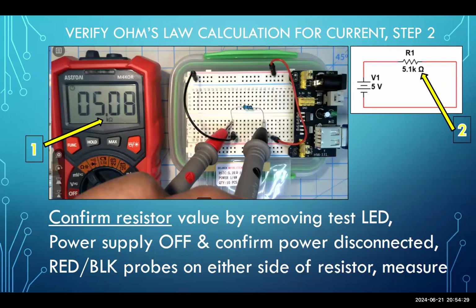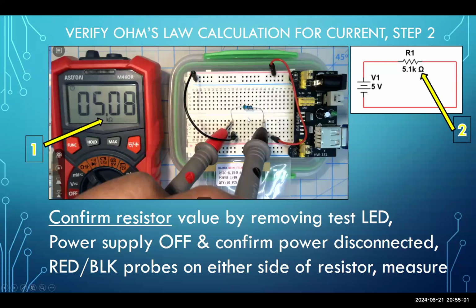Okay. How did we confirm the resistor value before? All right. You want to confirm the resistor value by removing the LED, which you've done. Turn the power supply off, which you can see we've done. Confirm the power is disconnected, which we've done, but I want to review that with you. Red jumper wire, red rail, red jumper wire in row 10, resistors on row 12. There is no connection between 10 and 12 where the LED used to be. So the power is in fact not only off, but disconnected.